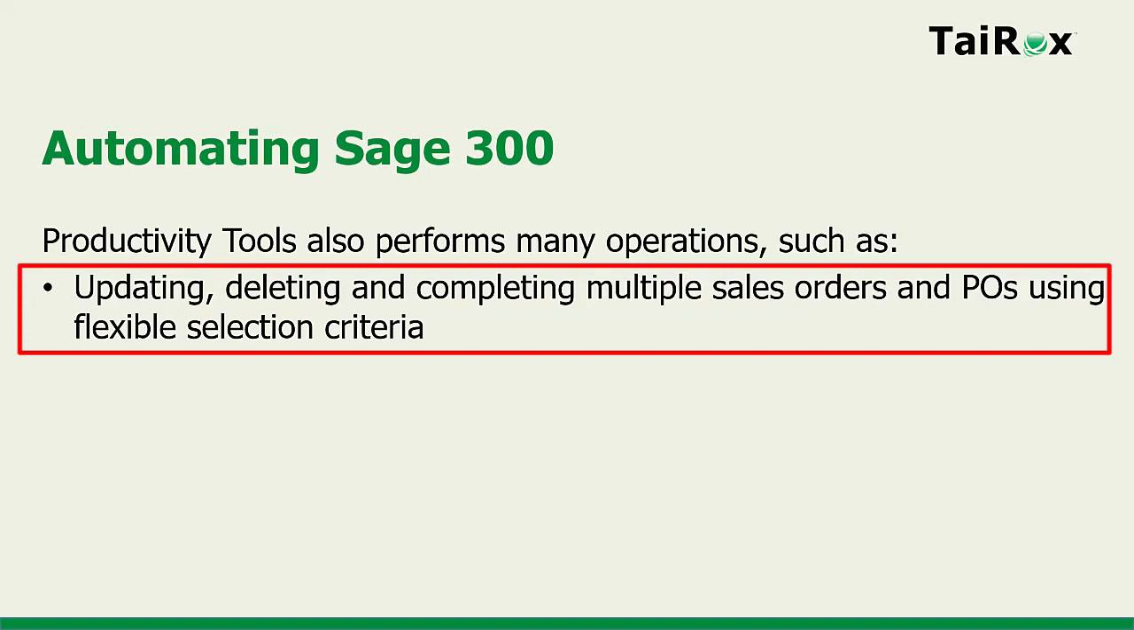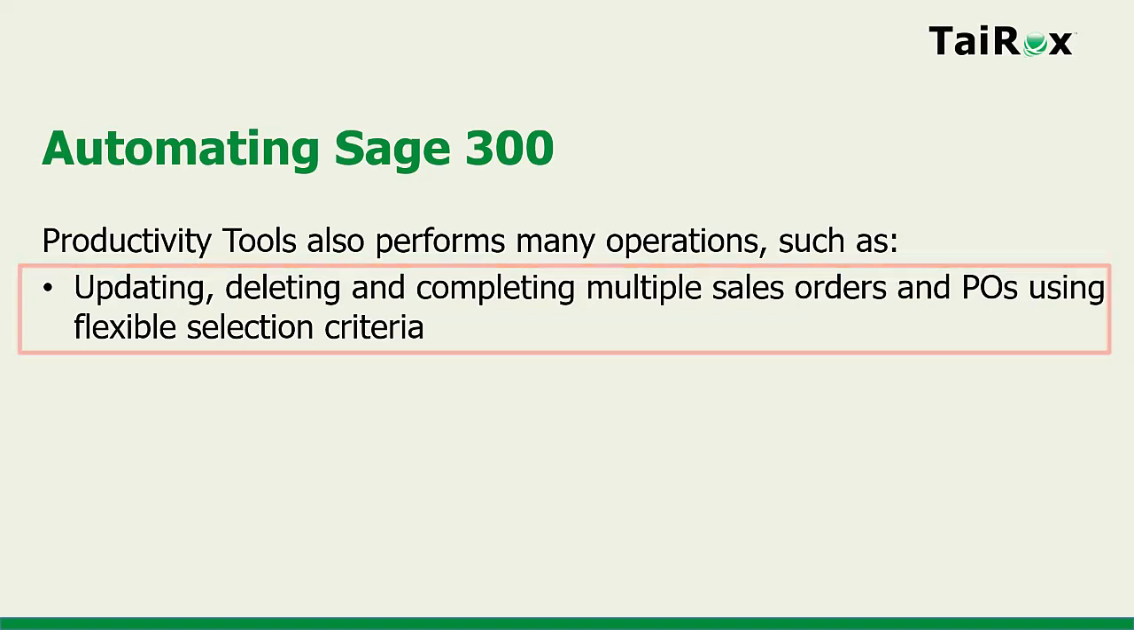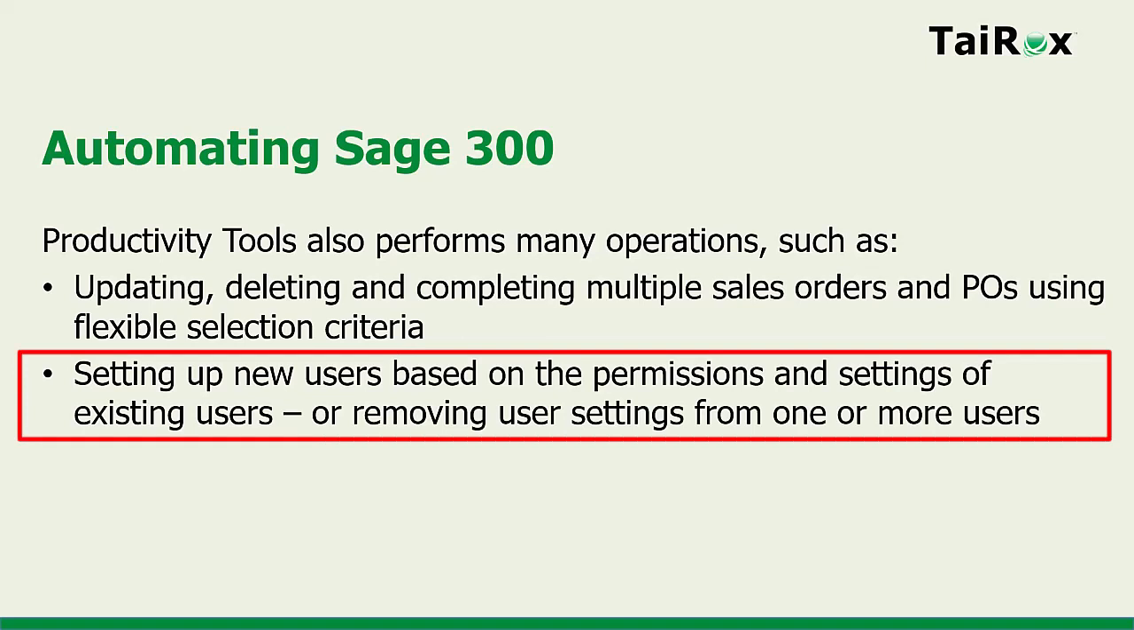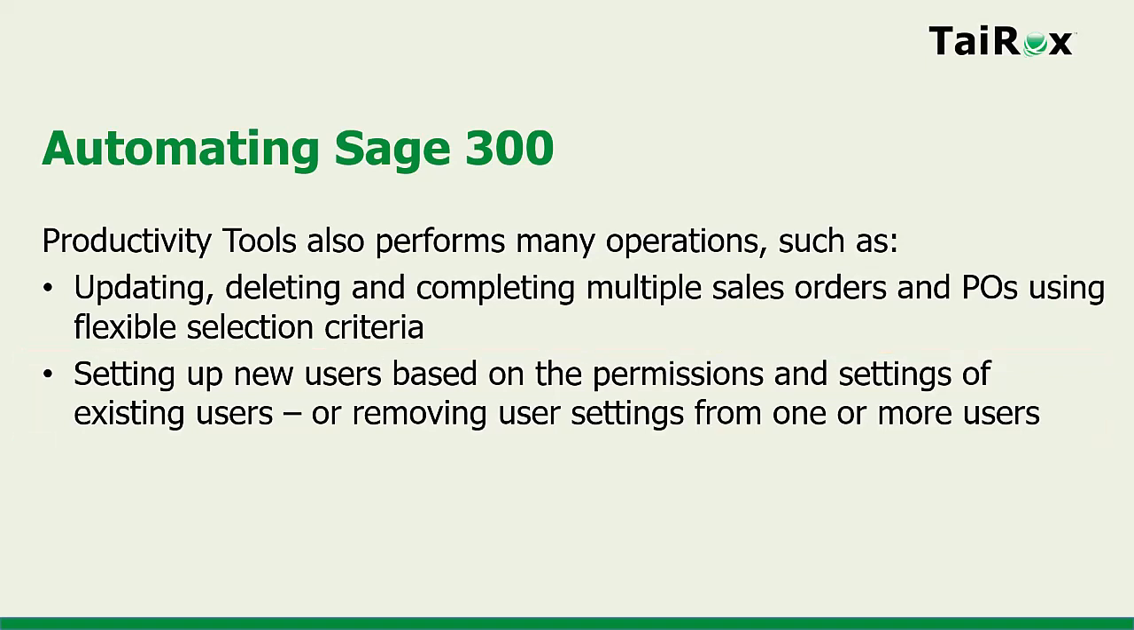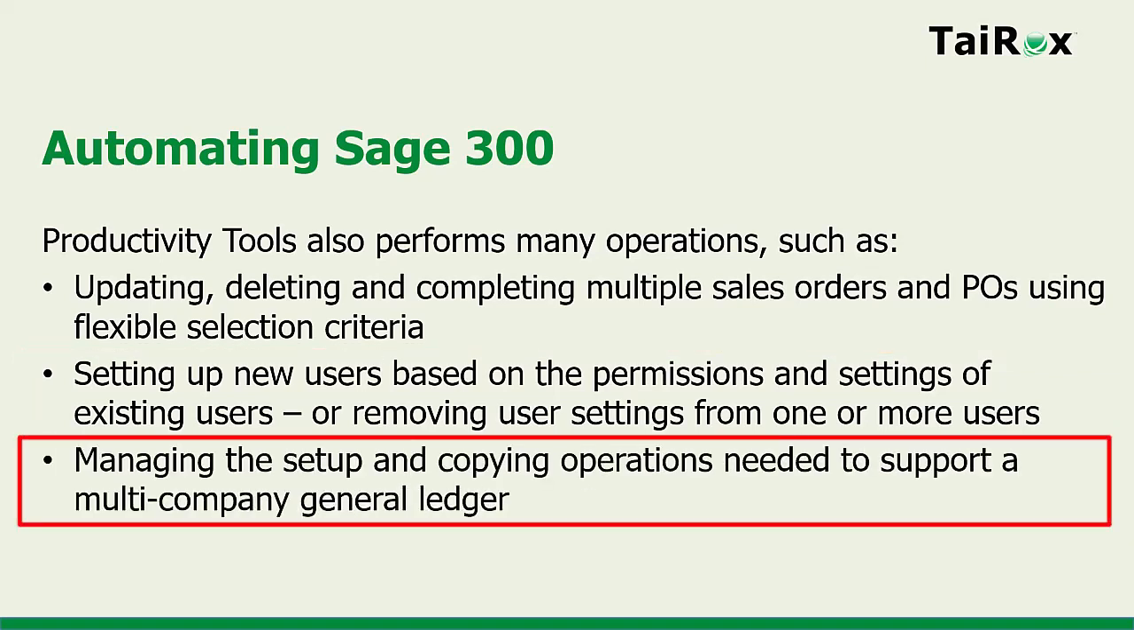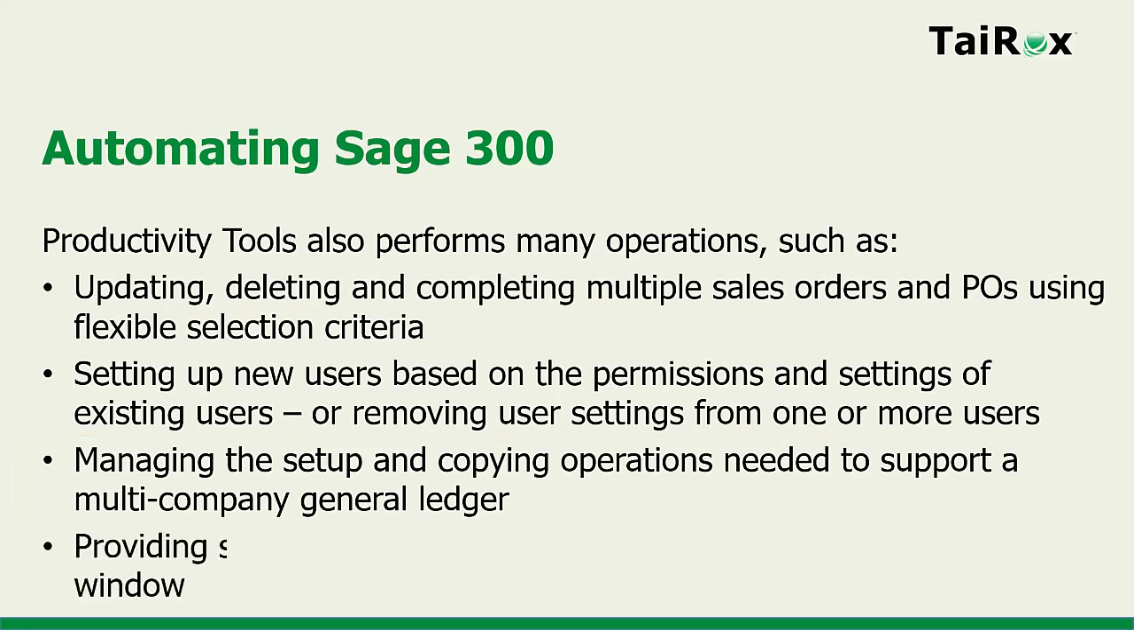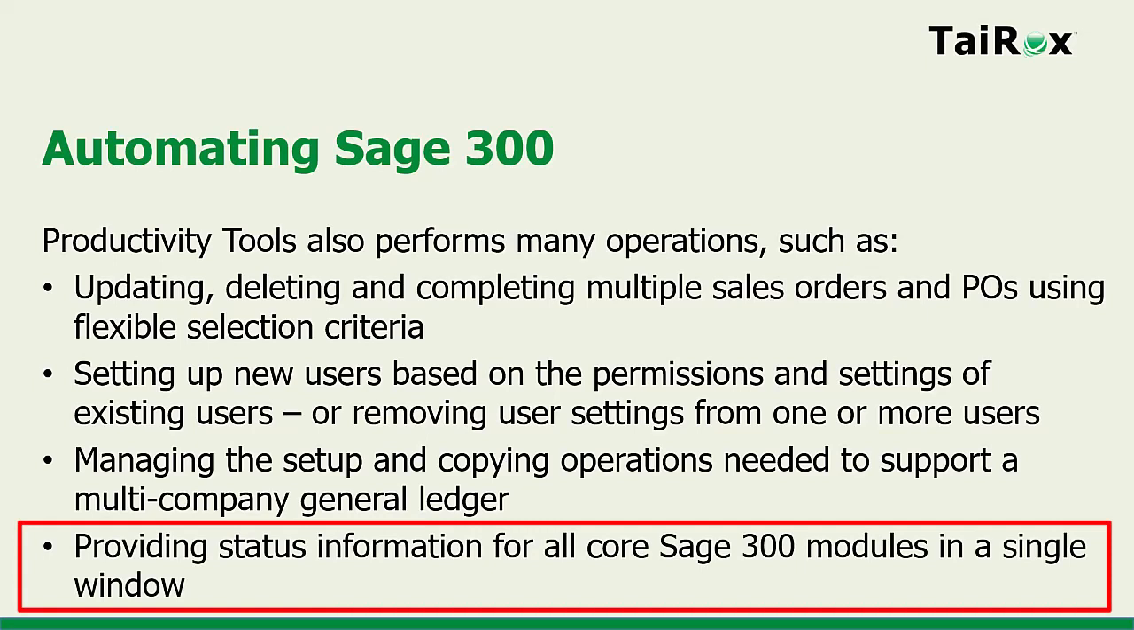updating, deleting, and completing multiple sales orders and POs using flexible selection criteria, setting up new users based on the permissions and settings of existing users, or removing user settings from one or more users, managing the setup and copying operations needed to support a multi-company general ledger, and providing status information for all core Sage 300 modules in a single window, letting you see unposted batches and untransferred subledger transactions from all Sage 300 applications.